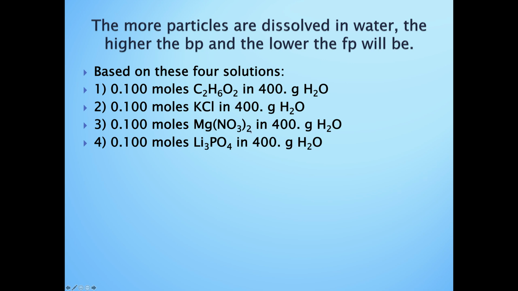Dissolving magnesium nitrate in water will yield 3 moles of ions per mole of solute. And dissolving lithium phosphate in water will produce 3 lithium ions and 1 phosphate ion for a total of 4 dissolved ions. You might say, well, aren't there 4 phosphates? No, because if there were 4, this would be in parentheses, just like this is, right? So there's only 1 phosphate and 3 lithiums. 1, 2, 3, 4 dissolved ions.